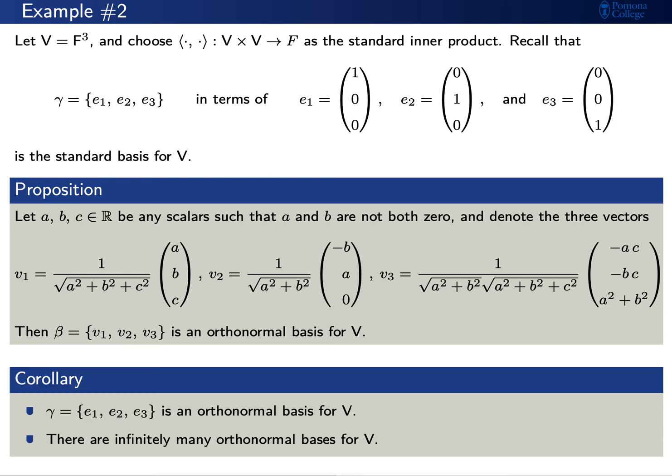Just like before, we see that when a is equal to 1, b is equal to 0, and c is equal to 0, we actually have an orthonormal basis that is just the standard basis. In fact, because a, b, and c really can be anything, there must be infinitely many orthonormal bases for our vector space F3. Just like before, it's a matter of showing that four properties are true.